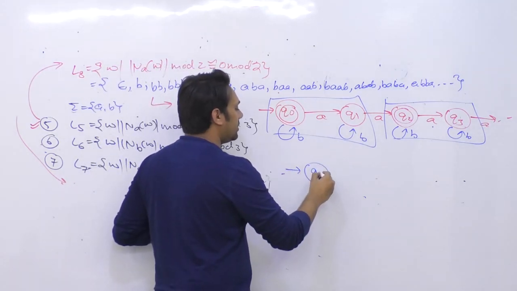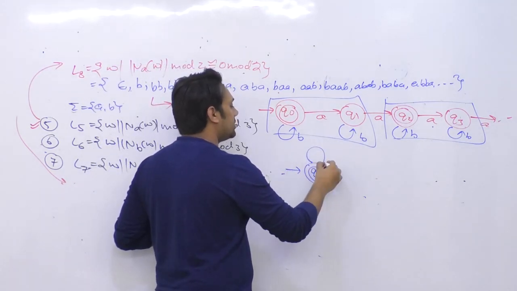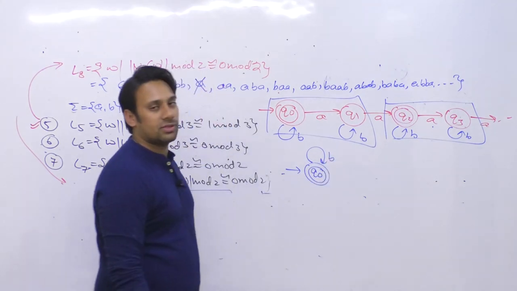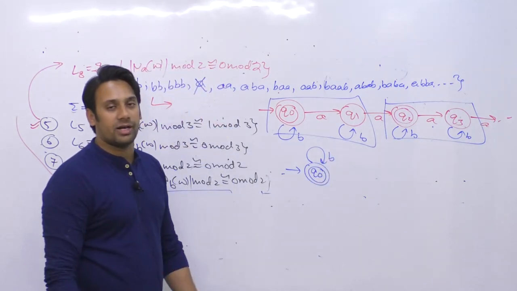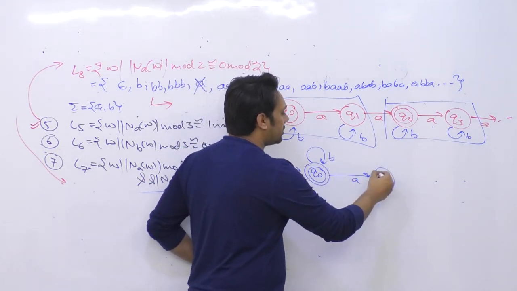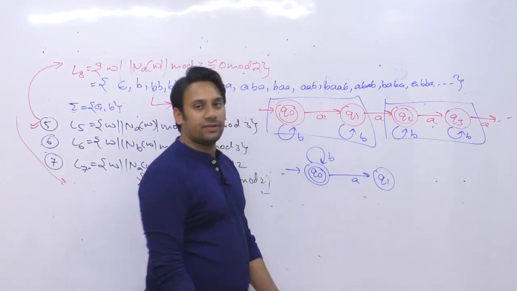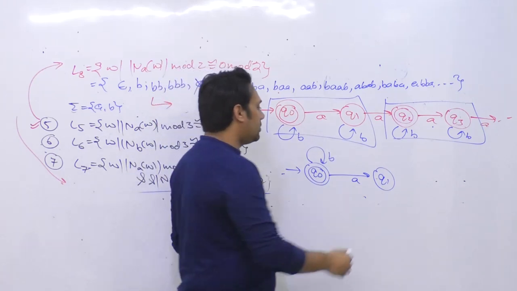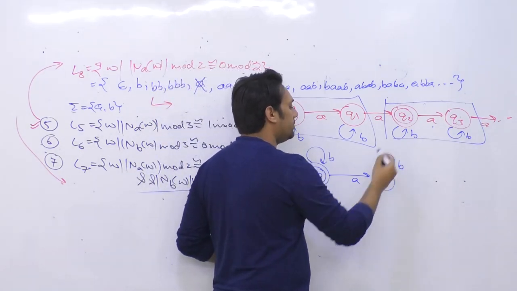The initial state is Q0. Initially, we can have any number of B's because we are not counting the number of B's. It doesn't matter how many B's are there. If I get a single A, I'll go to the state Q1. Again, we are not counting the number of B's.